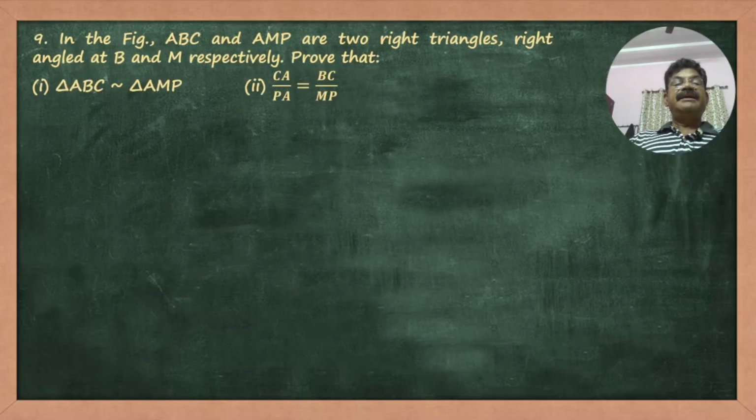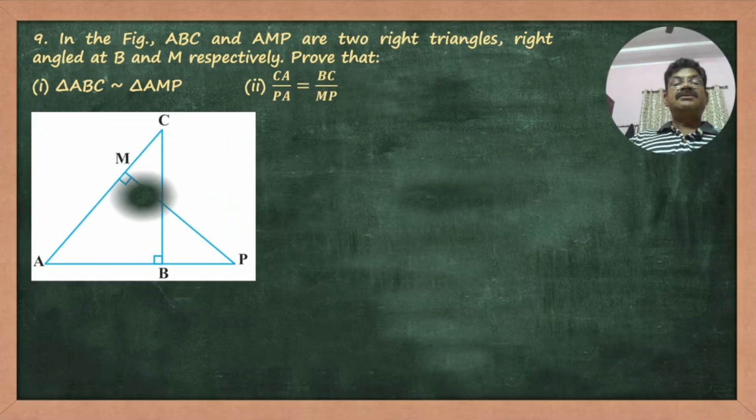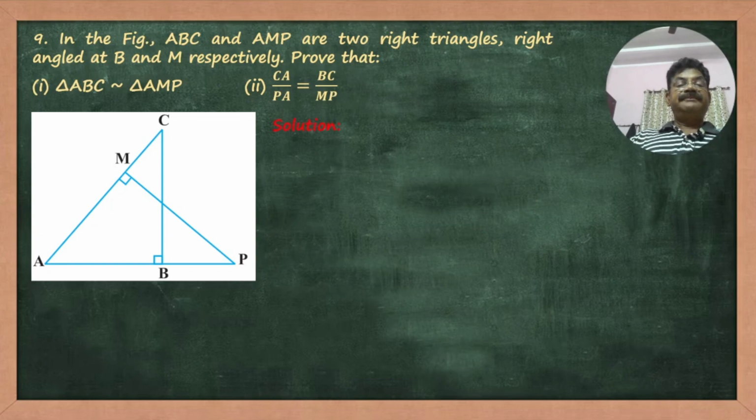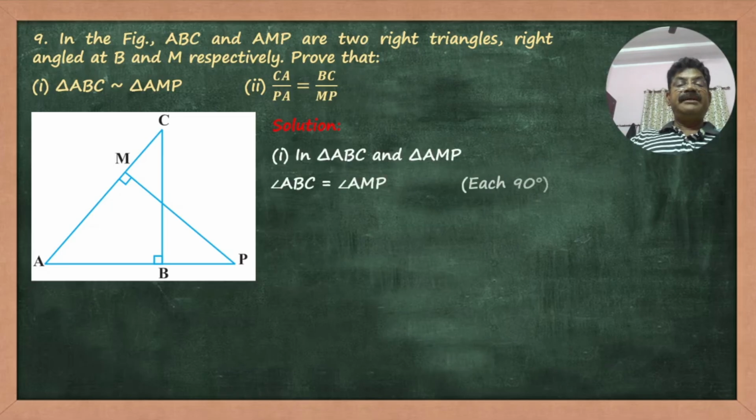Ninth problem. In the figure, ABC and AMP are two right angled triangles, right angled at B and M respectively. Prove that 1. Triangle ABC is similar to triangle AMP. 2. CA divided by PA is equal to BC divided by MP. Look at this diagram. Solution. In triangle ABC and AMP, angle ABC is equal to angle AMP, both are 90 degrees. Angle A is equal to angle A common. Therefore, by AA similarity, we have triangle ABC is similar to triangle AMP.